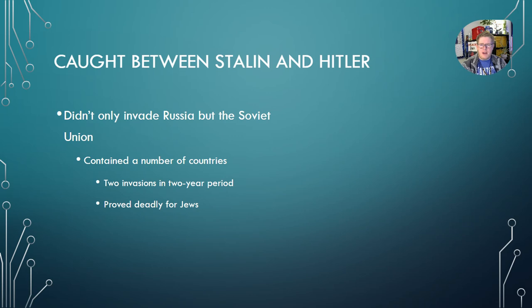But it kind of put people in a weird spot. They're caught between Stalin and Hitler. The Nazis didn't only invade Russia. They invaded the Soviet Union, which contained a number of countries like Poland, Lithuania, Latvia, Estonia, a very wide variety. Now, that also meant all of these places experienced 2 major invasions in a 2-year period. This region of dual occupation is also going to prove extremely deadly for Jews.